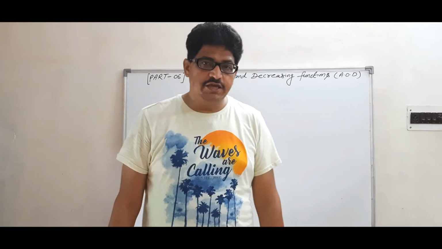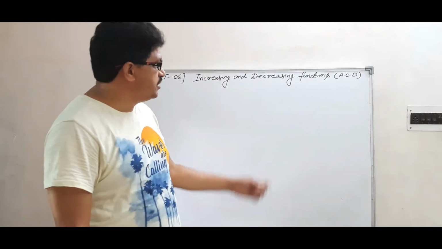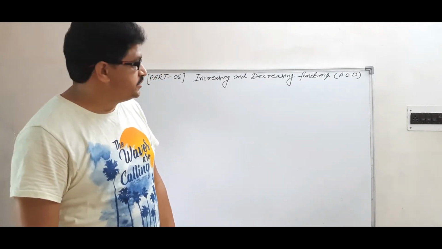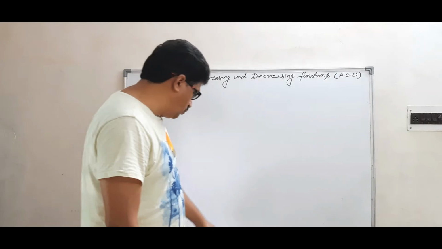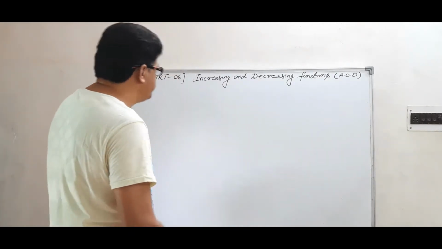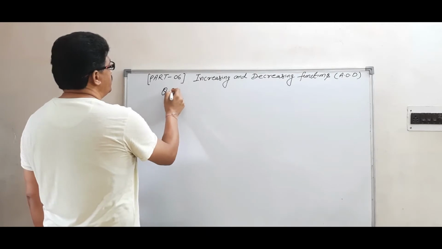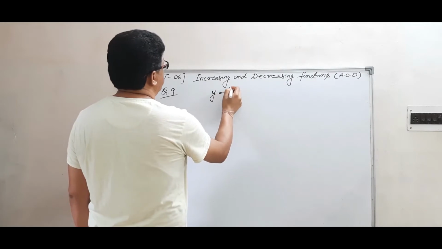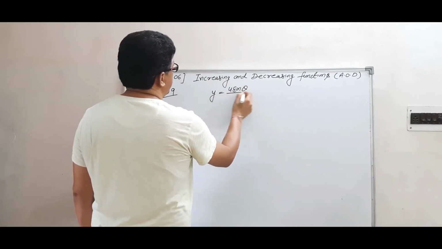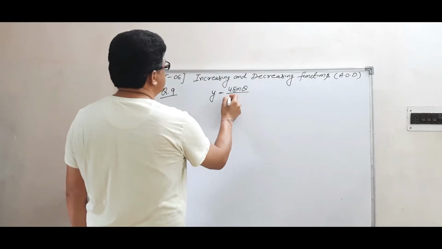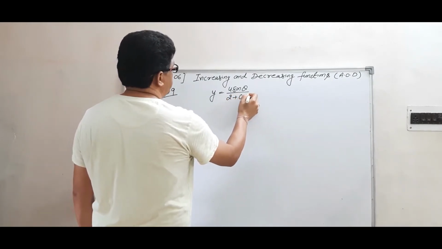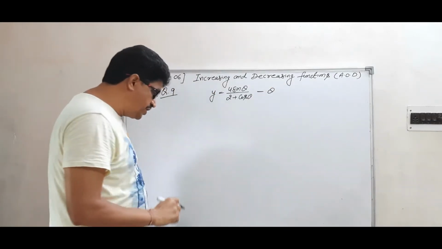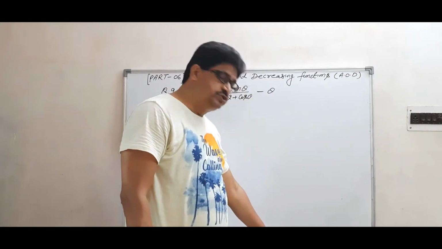Today we will see some more questions on increasing and decreasing functions, part of application of derivatives. See exercise 6.2, question number 9. y is equal to 4 sin theta upon 2 plus cos theta, minus theta, is increasing in the interval closed 0 to pi by 2.